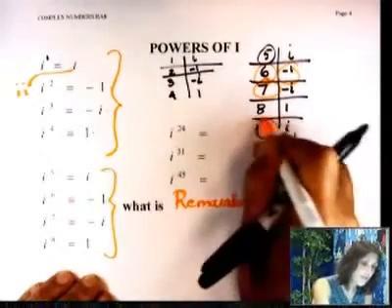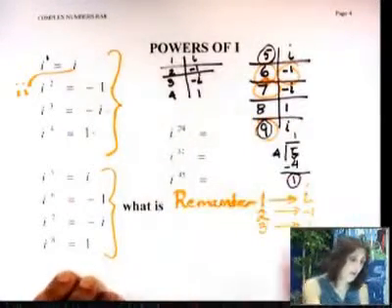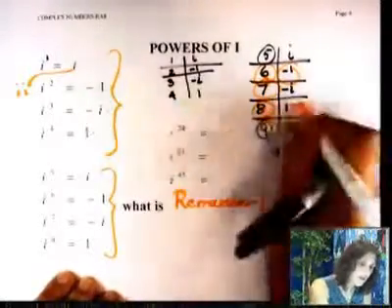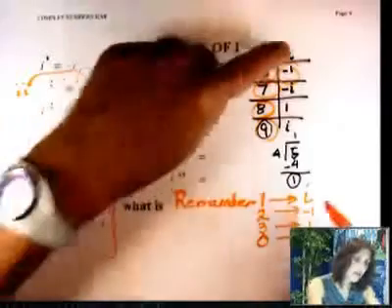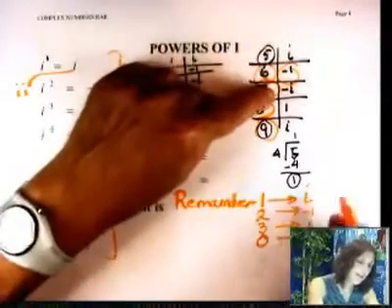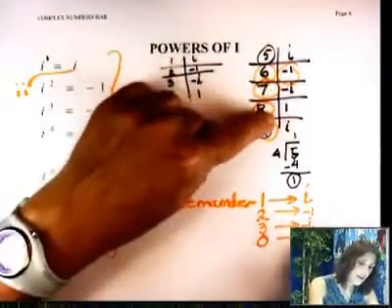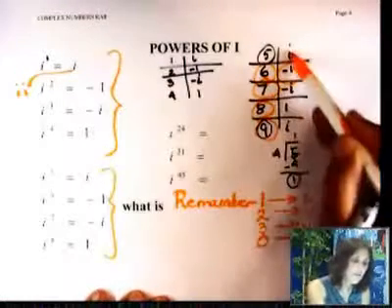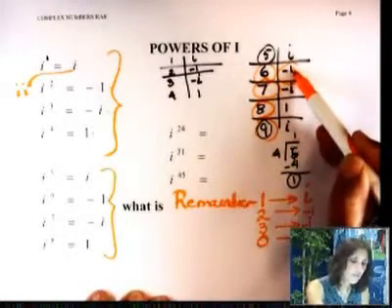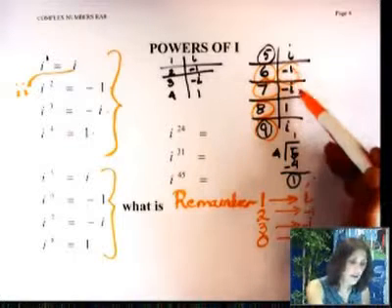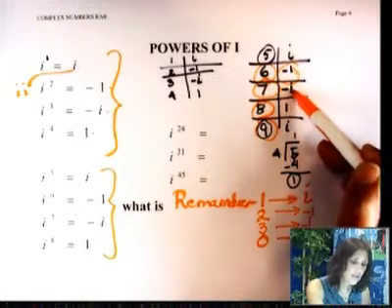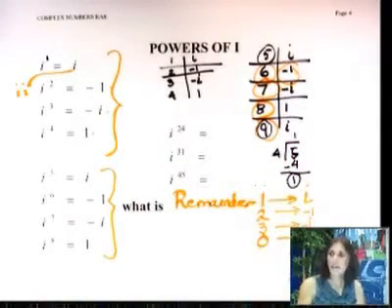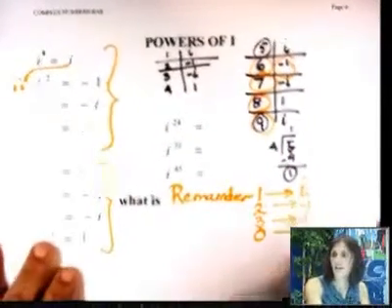And when you get no remainder, the answer is 1. So the pattern is i, negative 1, negative i, and then 1. Okay, so when you have a remainder of 1, it's i. Remainder of 2 is negative 1. Remainder of 3 is negative i. No remainder is 1. So I can actually do my results with that.